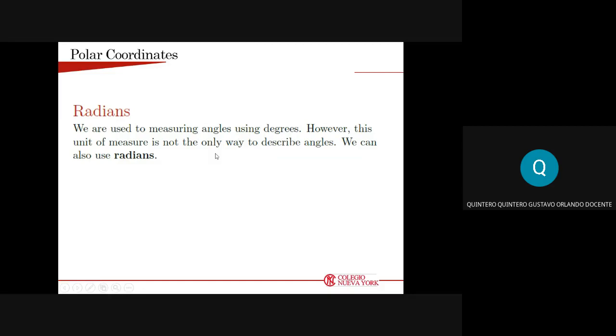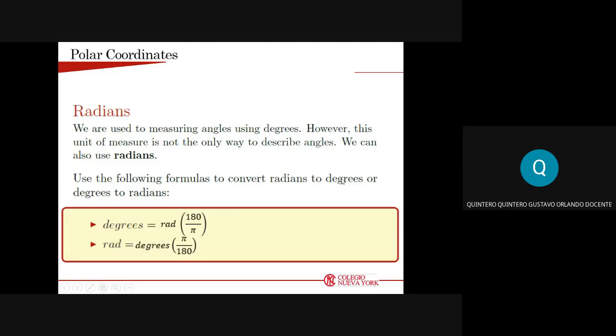And since there are units, there are formulas to convert from radians to degrees or from degrees to radians. These are going to be the two formulas. If you like formulas, go ahead and take a picture of this right now. Take a picture or write them down. How do you use this formula? Simple. Let's say you have a number in radians. This is the unit for radians, rad.